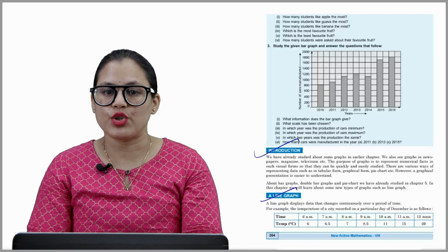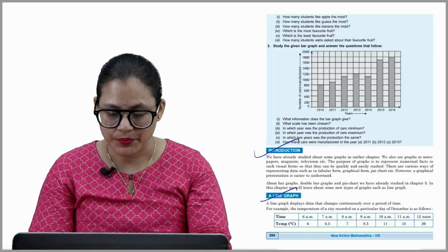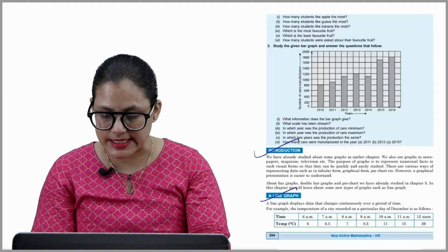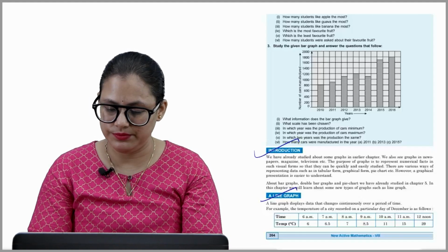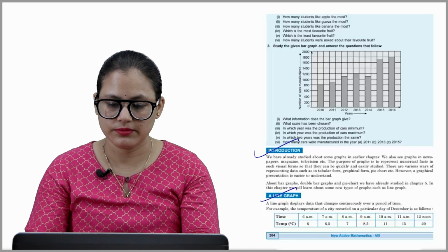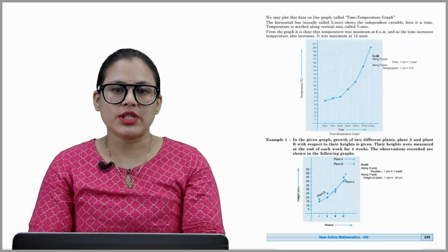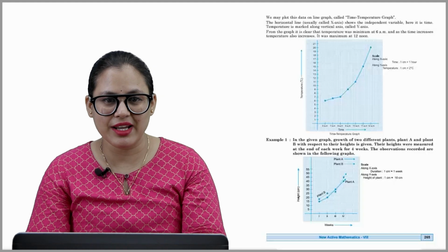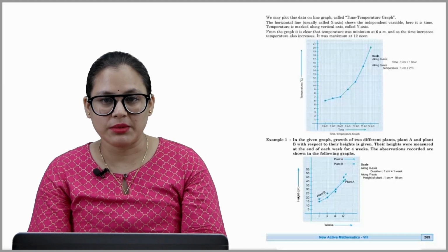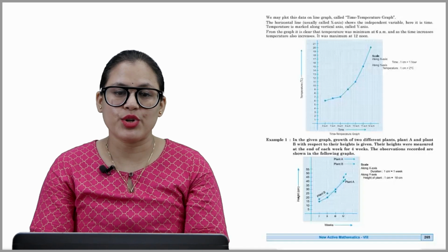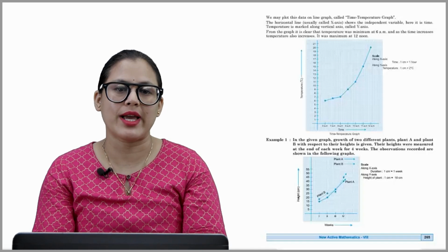For example, the temperature of a city recorded on a particular day of December is as follows. Okay, so see, this is the time given and this is the temperature given in degrees Celsius. We plot this data on a line graph called time-temperature graph. The horizontal line, usually called x-axis, shows the independent variable. Here it is time, and temperature is marked along the vertical axis, which is also known as y-axis.